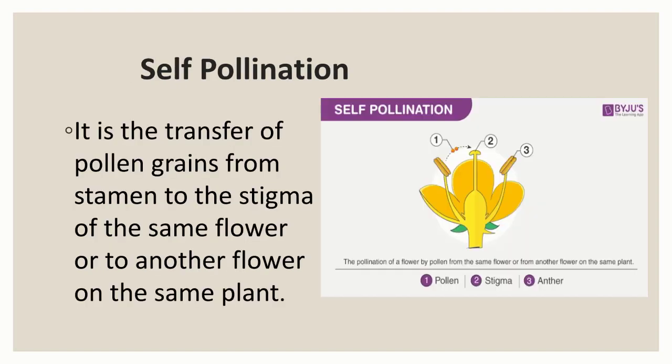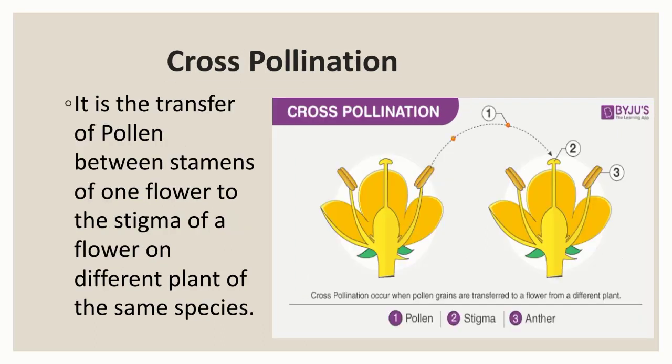Self-pollination is the transfer of pollen grain from stamen to the stigma of the same flower or to another flower on the same plant. Cross-pollination is the transfer of pollen grain between stamen of one flower to stigma of another flower on different plants of the same species.